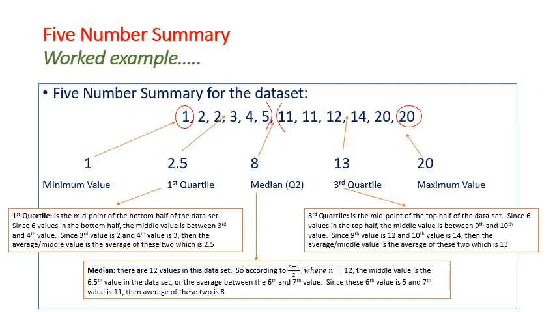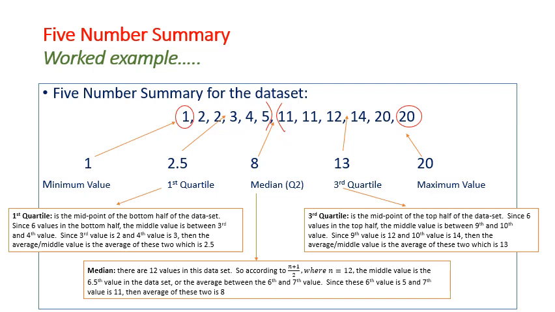There are 12 values in this data set. So according to our formula n plus 1 on 2, where n equals 12, the middle value is 6.5. Now that comes from n being 12, so we've got 12 plus 1 makes 13, divided by 2. 13 on 2 is 6.5. Or in other words, it's the average between the 6th and 7th value. We see the 6th value is 5, the 7th value is 11, hence the average of those two is 8. So our median is 8.